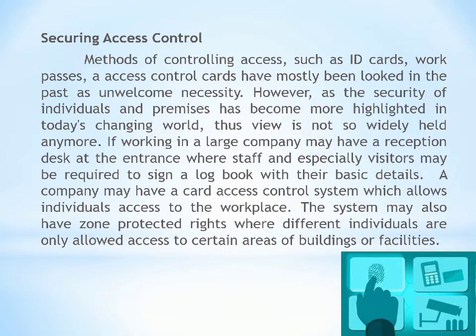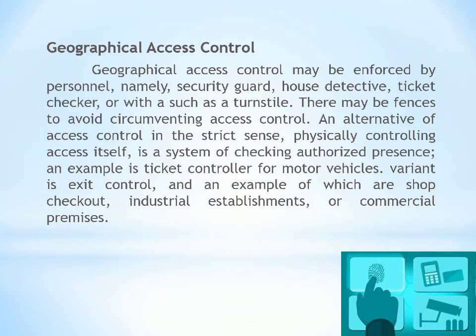If working in a large company, there may be a reception desk at the entrance where staff and especially visitors may be required to sign a logbook with their basic details. A company may have a card access control system which allows individual access to the workplace. And the system may also have zone protected rights where different individuals are only allowed access to certain areas of the building or facilities. Next, geographical access control.